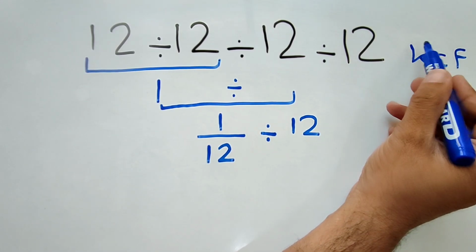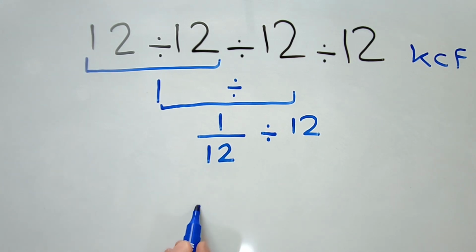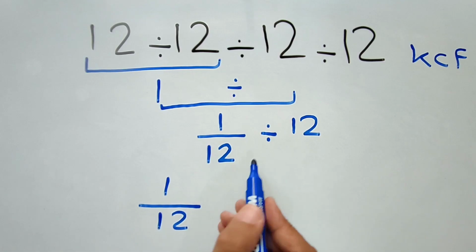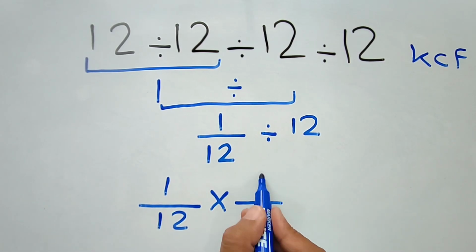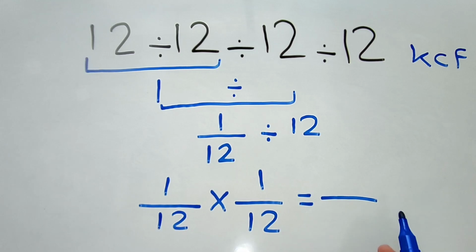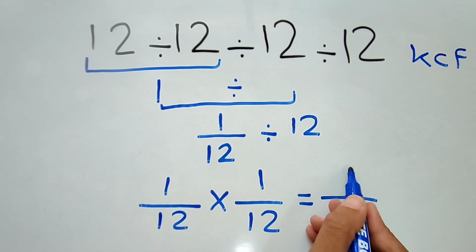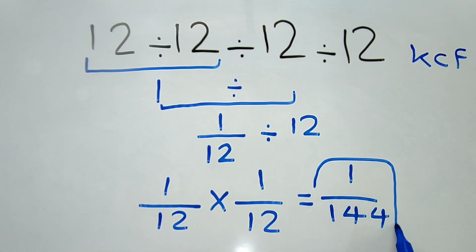According to this rule KCF, keep first fraction 1 over 12, change division to multiplication, and flip next fraction 1 over 12. Now 1 times 1 gives us 1, and 12 times 12 gives us 144. The final answer is here.